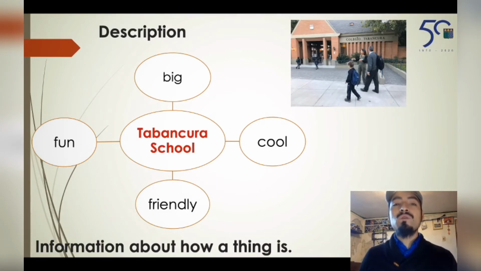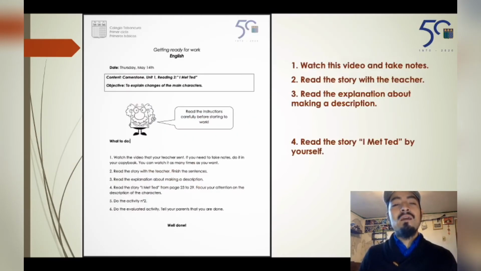Later, you will have to do this with the two characters of the story, but I will give you more instructions later. Let's continue with the explanation. Number 4. Read the story I Met Ted by yourself. Please, when you finish this video, take the cornerstone once again and take a look. Read it one more time and use your voice. You can practice fluency and pronunciation.